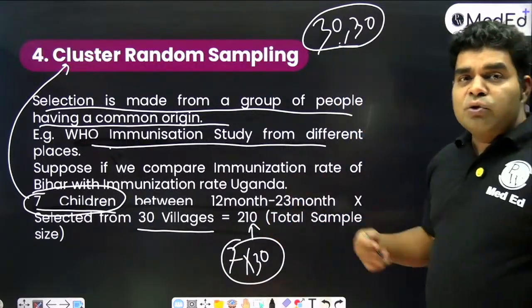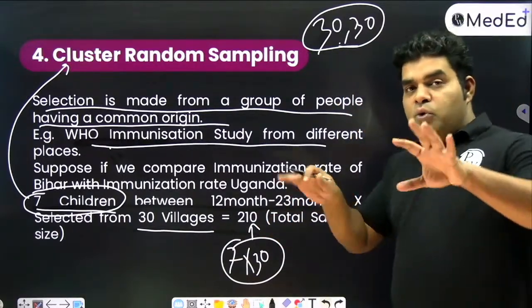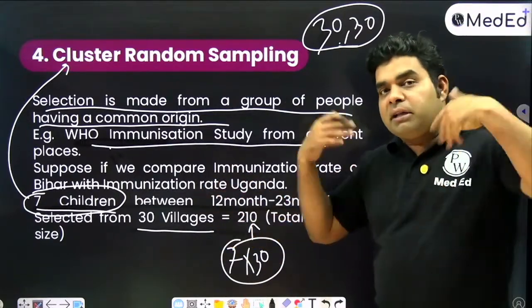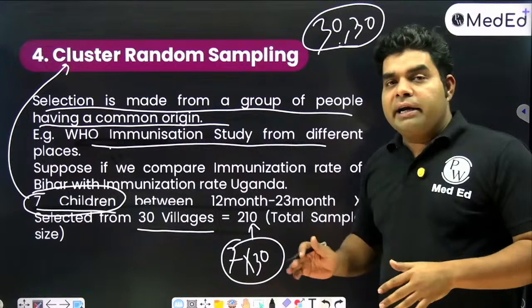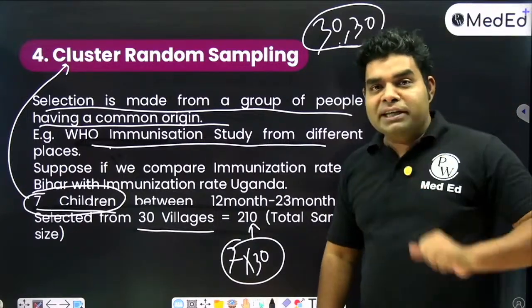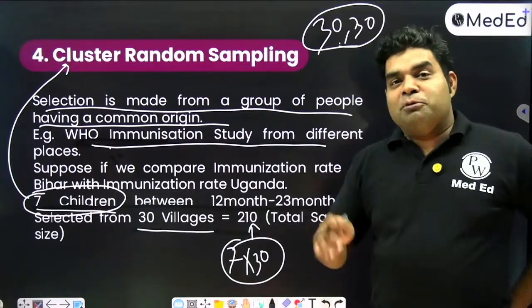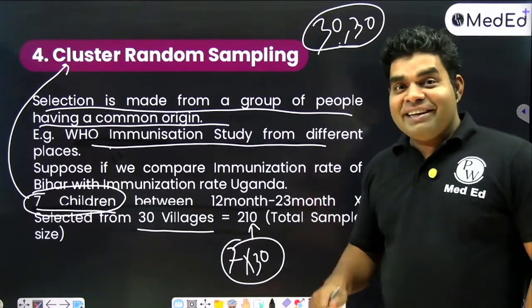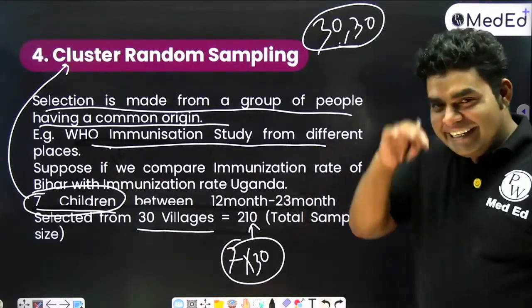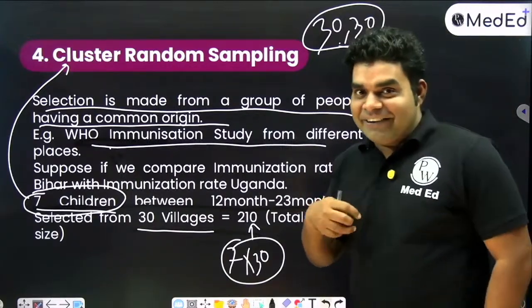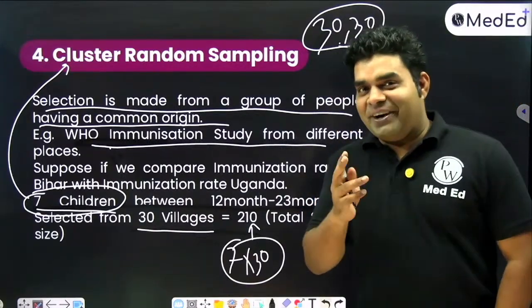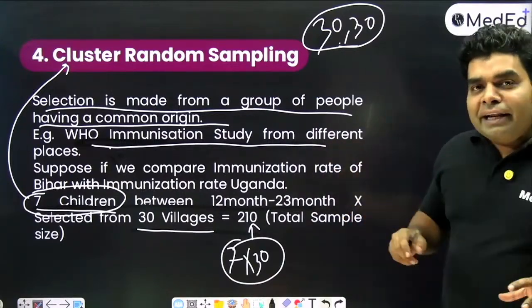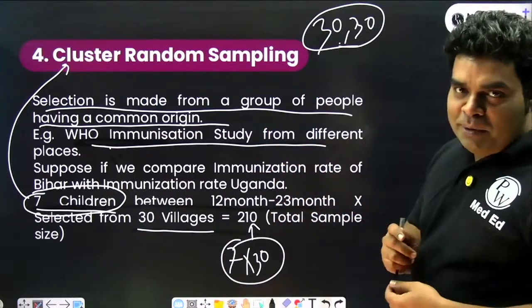You will go and interview the mothers of those 210 children. And suppose in Bihar it came out that of 210, 150 are immunized, and in Uganda only 100 are immunized. So that means who will have lower immunization? Yes, Uganda. Uganda is a real name, and I have not created it. Okay, so you understand the point. We choose people from different clusters, interview them, and then we can compare them, like here in the WHO immunization study.